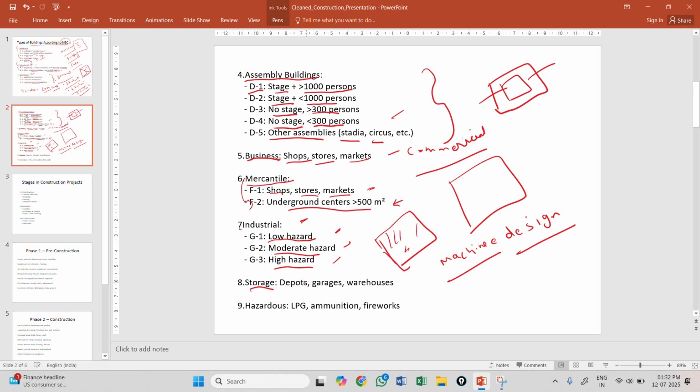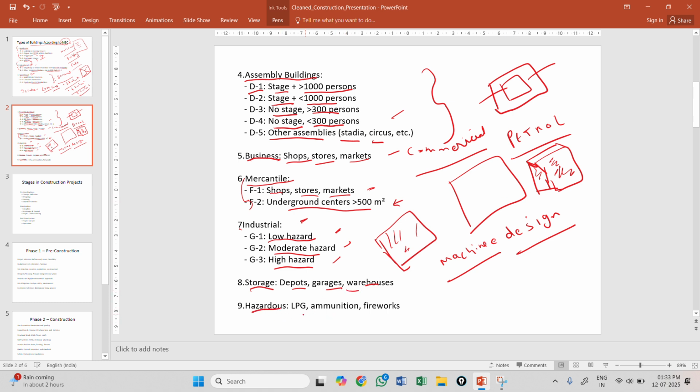Then comes storage: depots, garage, warehouses. For example, at a petrol pump the storages are underground. So we should be very careful when designing the underground area, the channels or storage where you can store petrol, diesel, or something like that. If it gets leaked, the whole area could be demolished. It could blast or something like that. There will be a big disaster. So we should be very careful when it comes to storage.